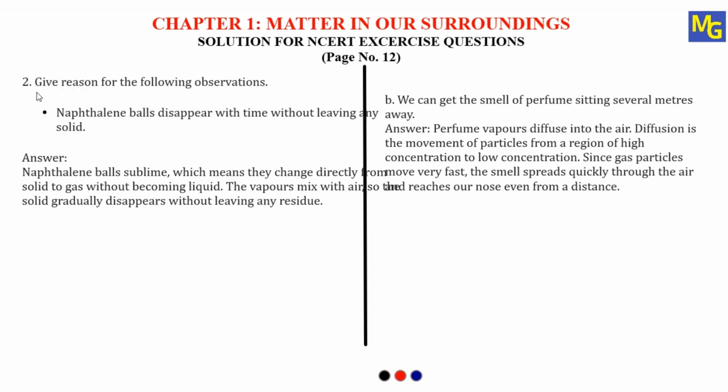Now the next question, question number 2: give reasons for the following observations. Here we have two observations, this is A and this is B. So first we will solve A.